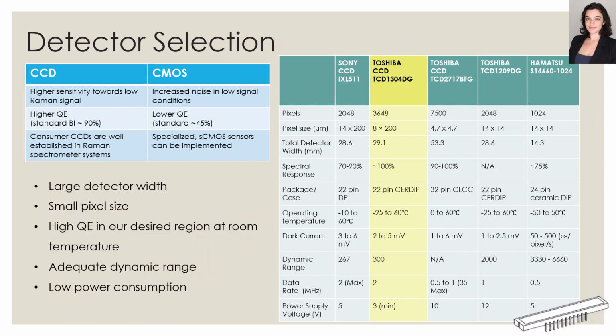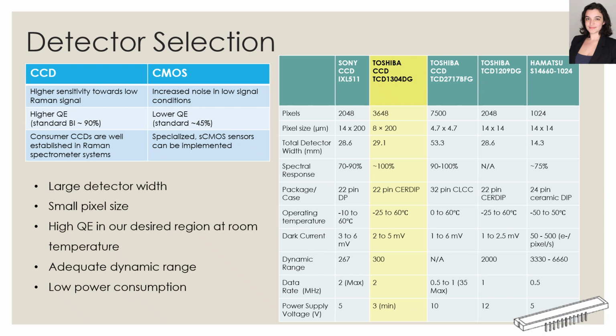In comparing two feasible detectors for our system, CMOSs and linear array CCDs, CCDs display higher quantum efficiencies in our spectral region of interest and are more suited for high sensitivity applications, which is critical for receiving the low intensity Raman signals. We selected the Toshiba TCD1304DG, a widely adopted linear array CCD for spectroscopy, due to its 29.1 mm detector width to capture our full 90 nanometer spectral range, its 8 micrometer pixel width, offering a sufficient resolution given our 25 micrometer slit, and a spectral sensitivity aligned with our region of interest.